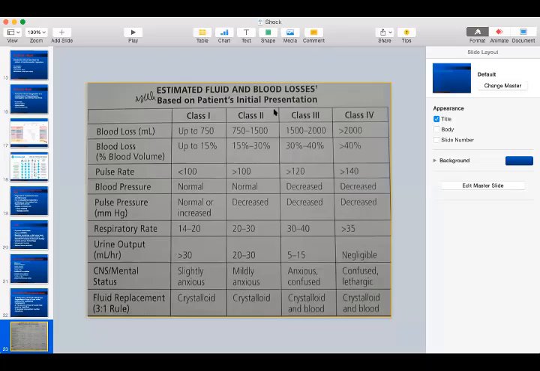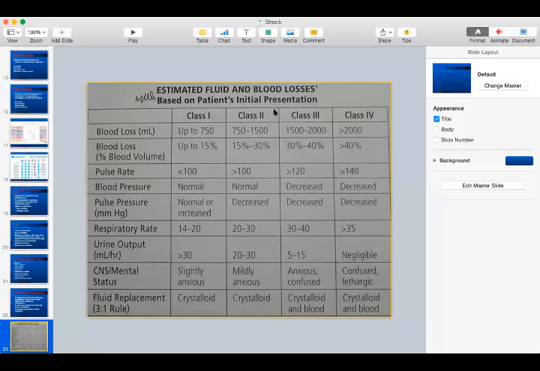However, when we come to class 3, the blood loss has increased drastically from 1500 to 2000 ml, which is a total of 30 to 40% of blood volume. The pulse rate will be increased, 120. Blood pressure will be decreasing further, pulse pressure along with that. Respiratory rate will be 30 to 40. Urine output is decreased, 5 to 15. Now the patient will be anxious, and along with that, obviously confused as well. The fluid replacement will start with crystalloid and blood.